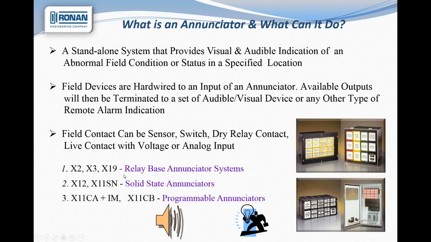In Ronan's history, we've made three different types of annunciators. This first type, X2, 3, and X19, are relay based. X12 and X11SN are solid state. And what the guys in Los Angeles want to focus on now is the X11CA and CB, which are programmable.